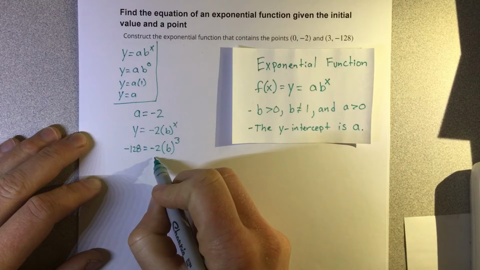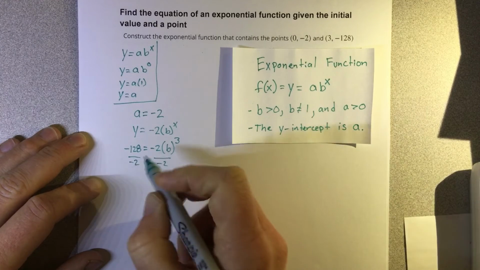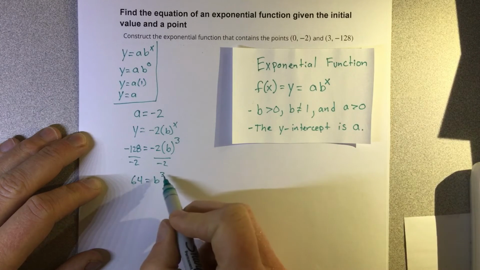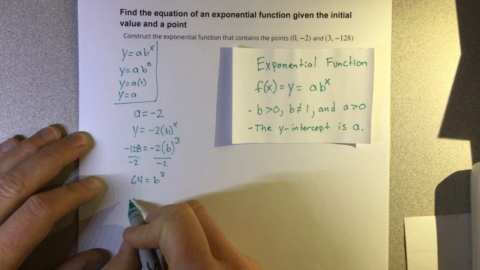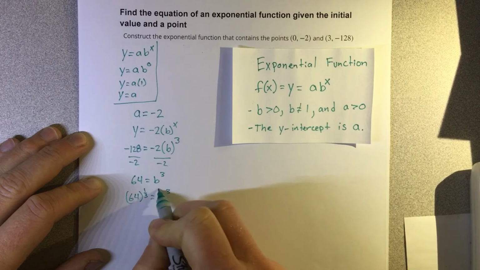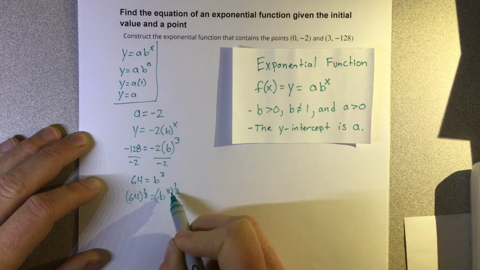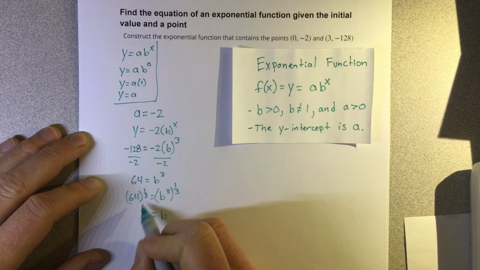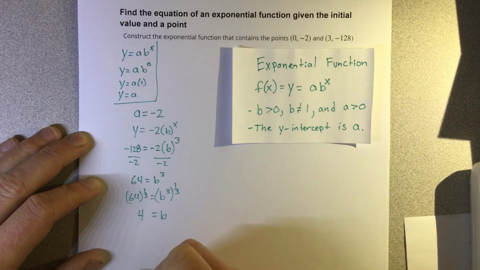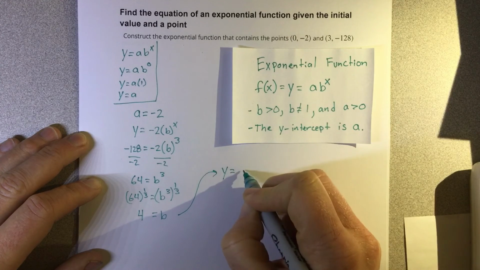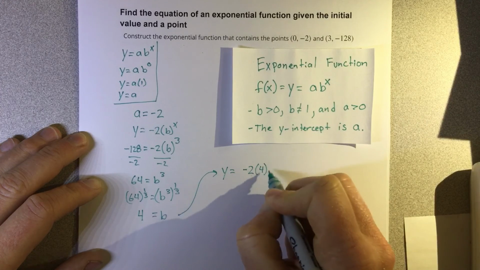We're going to divide by -2 on each side, and I end up with 64 equals b cubed. I'm going to take the cube root of this, which is just to the 1/3 power, so I'll write 64 to the 1/3 is equal to b cubed to the 1/3 power. Obviously, power to a power, you multiply the powers, and 3 times 1/3 would be 1. So you end up with b equal to 64 to the 1/3 power, that is 4. So I can write my equation now, y equals -2 times 4 to the x power.